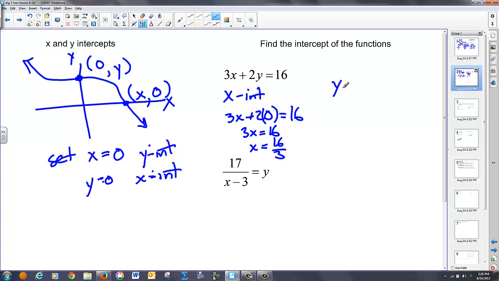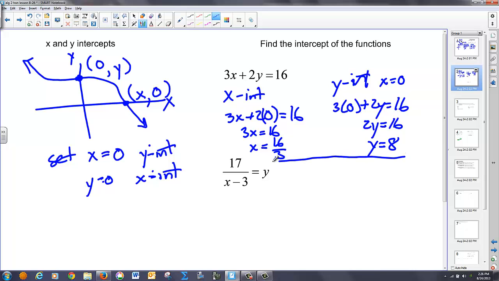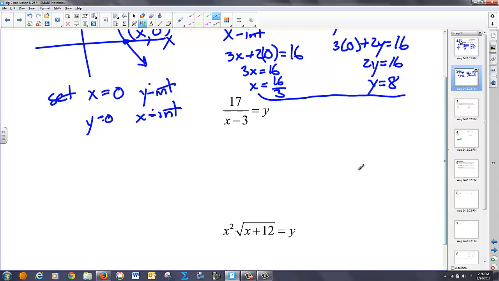The y-intercept, so x equal to 0, so 3 times 0 plus 2y is equal to 16. 2y is equal to 16, and y equals 8. In the next example, I don't care what the function looks like, an x-intercept will have a y value of 0. So if I want to find the x-intercept, set the y equal to 0.